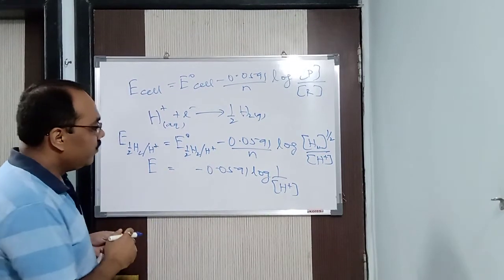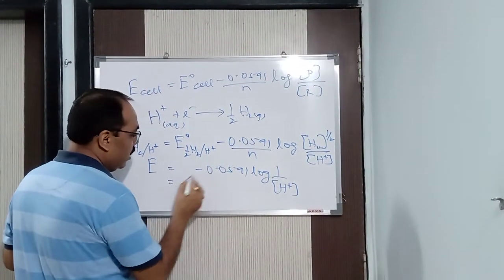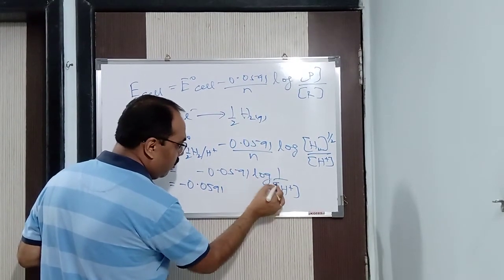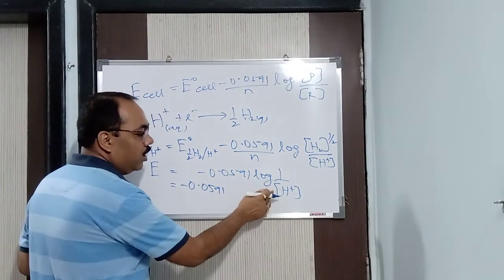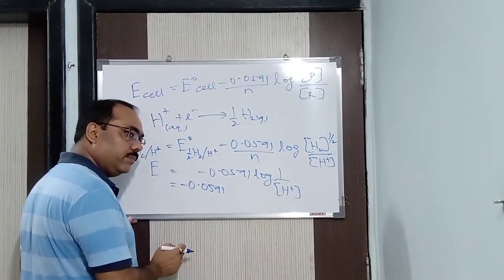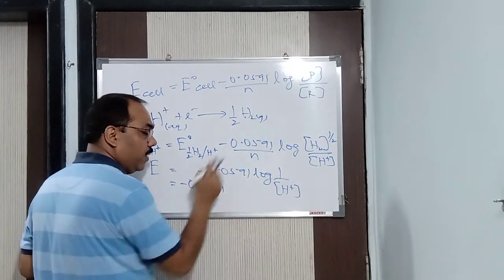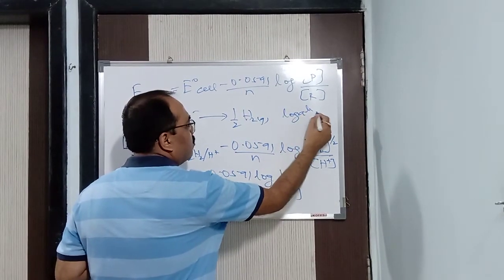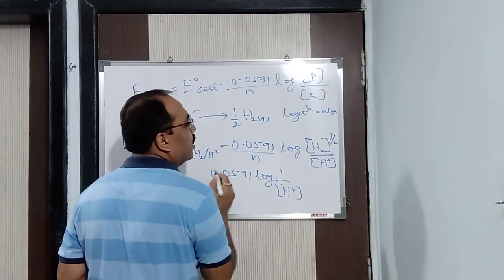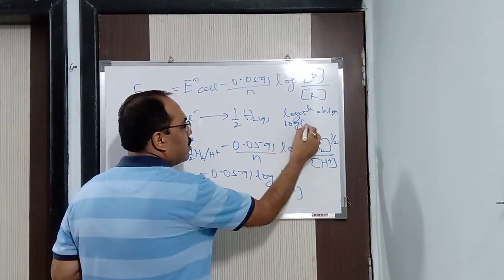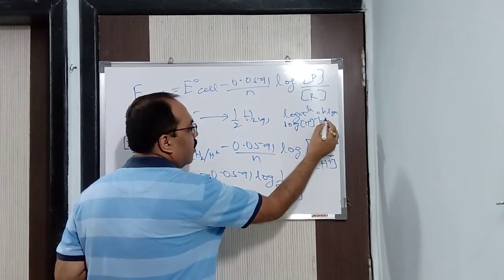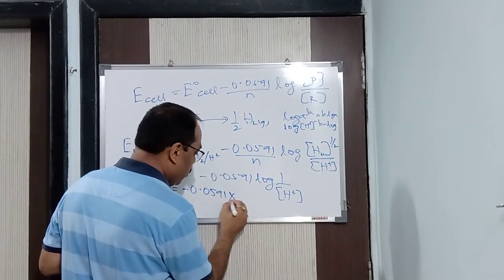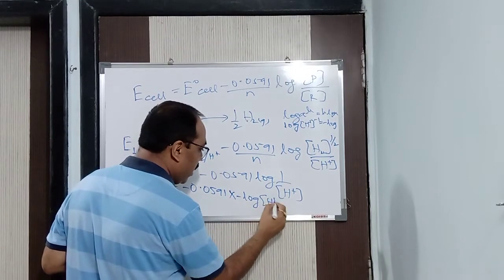So now here, what you find is that it is now minus 0.0591 log 1 by H plus. Log 1 by H plus means what? Log H plus to the power minus 1. Maths, log H plus to the power minus 1. So you have read it, log A to the power B is what? B log A, you have studied. So log H plus ion concentration to the power minus 1 is nothing but minus log H plus ion concentration. So what I can write this one as? Into minus log H plus ion concentration.